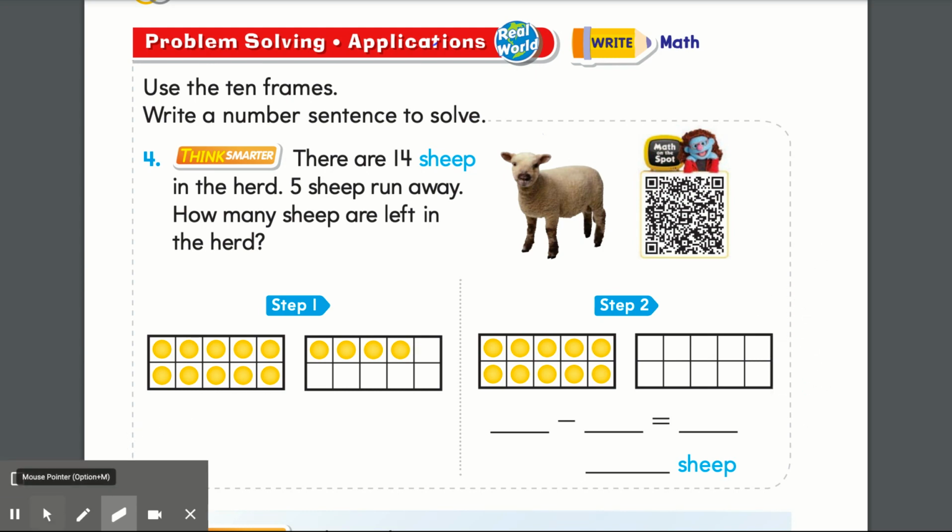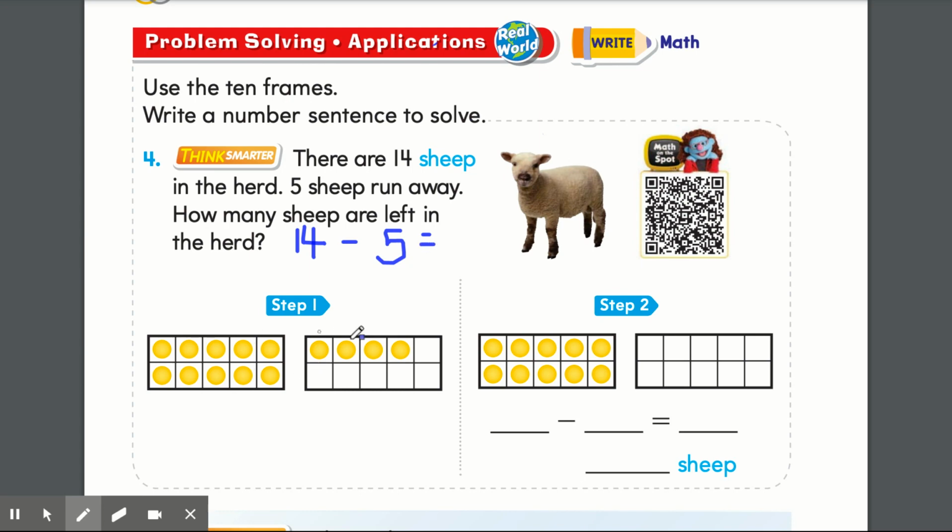Okay, here we go. It says there are 14 sheep in the herd, 5 sheep run away. How many sheep are left in the herd? Okay, so we know that our problem is going to be 14 sheep in the herd minus the 5 that run away, and we need to now figure out what is the answer.